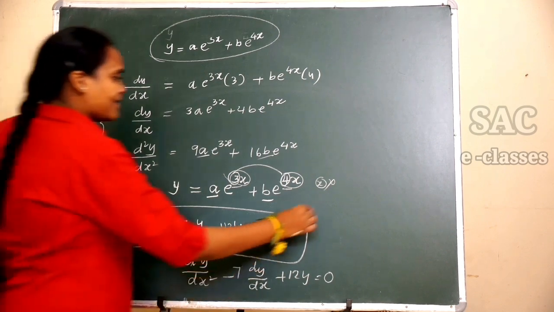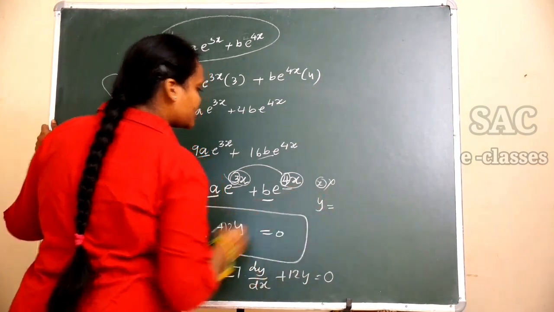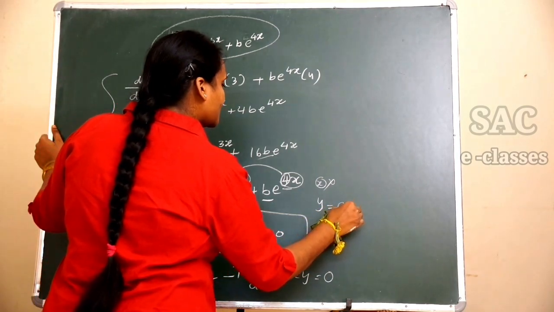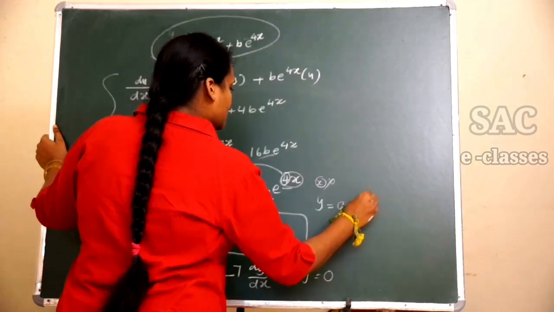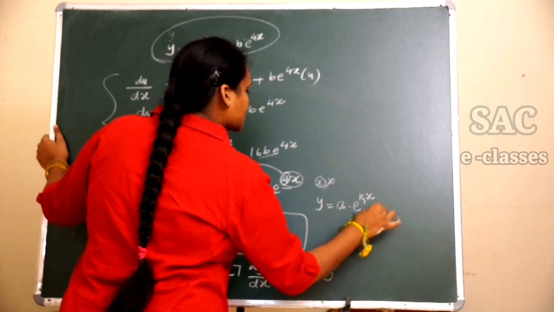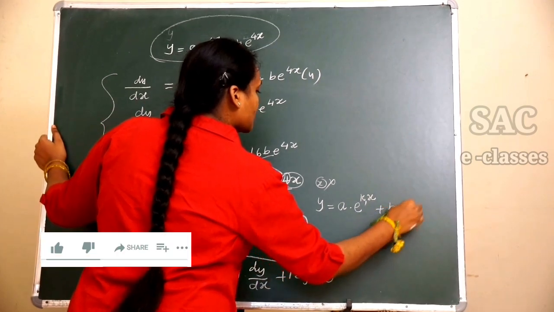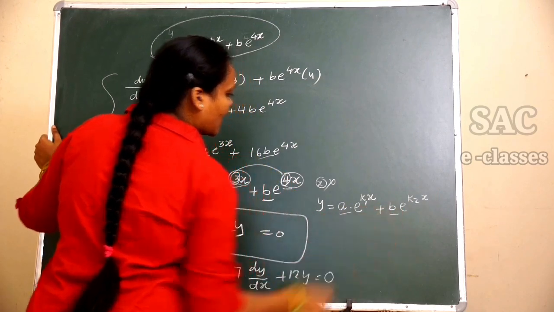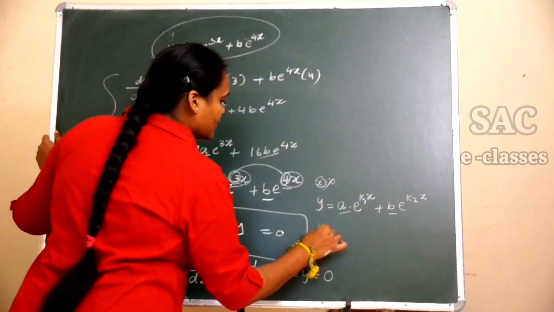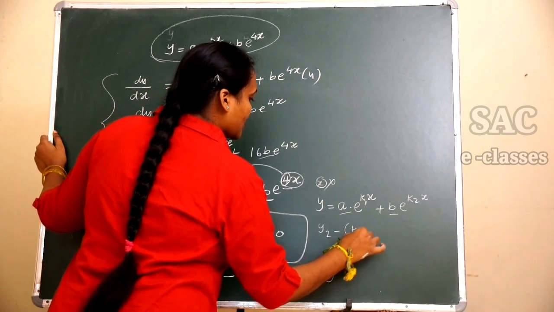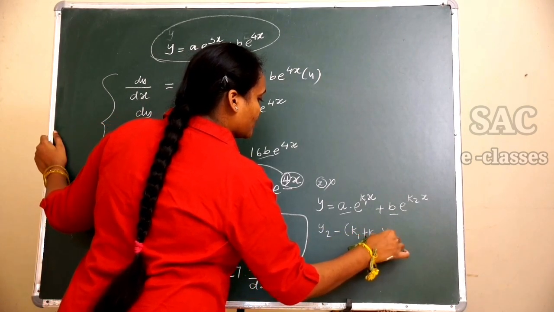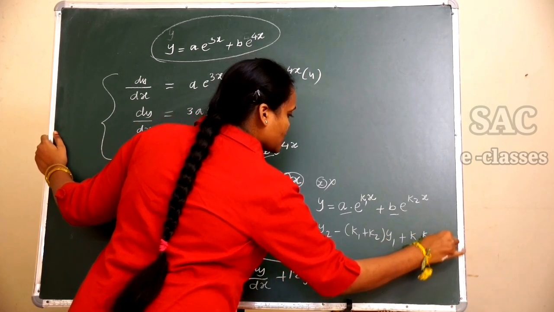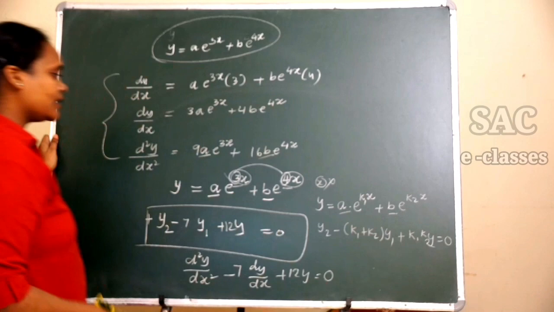Simply, whenever a differential equation is like this, y equal to a into e power k1x plus b into e power k2x, just observe the number of arbitrary constants and write y2 minus (k1 plus k2) into y1 plus k1 into k2 y is equal to 0, in that way.